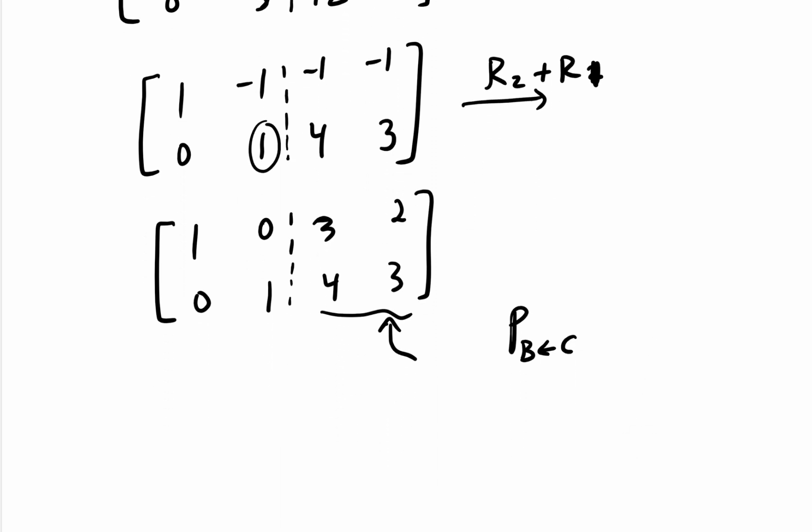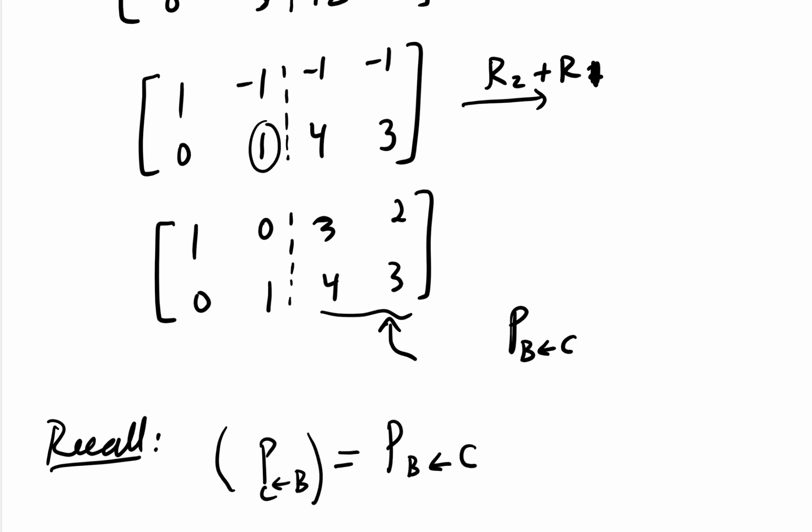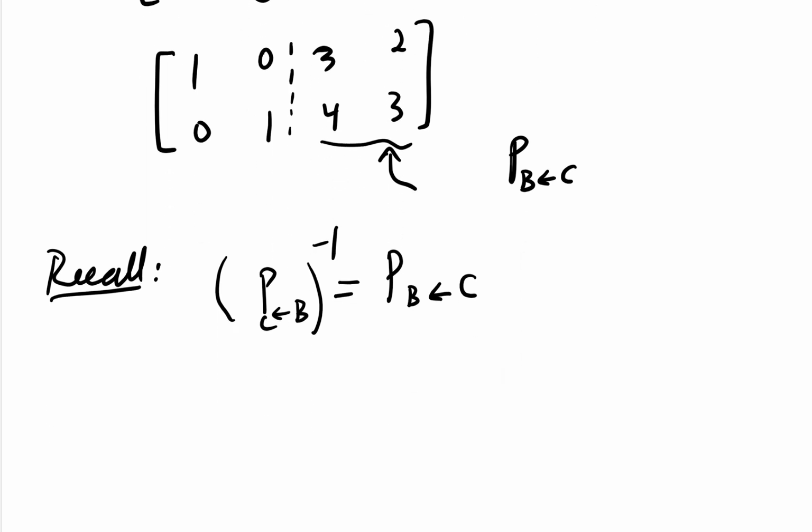Remember, recall, we proved earlier that if you want to go from C to B, what you can do, you can take B to C and find the inverse. Remember? That's just another way to calculate this. So I'm gonna use this as a second method now. So we write the matrix from C to B equals the inverse of B to C.